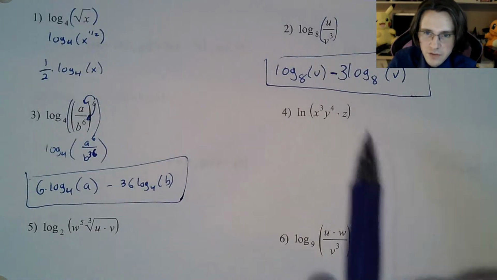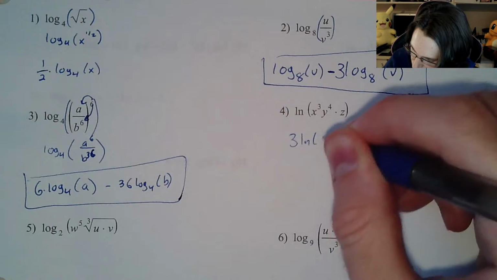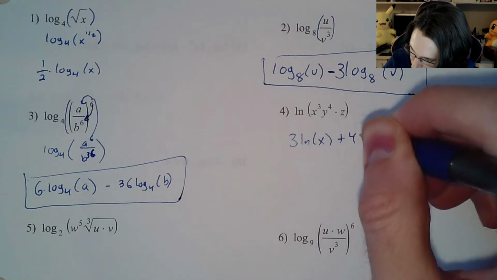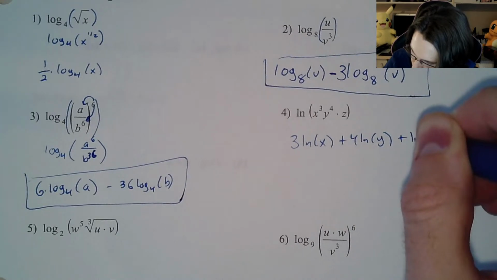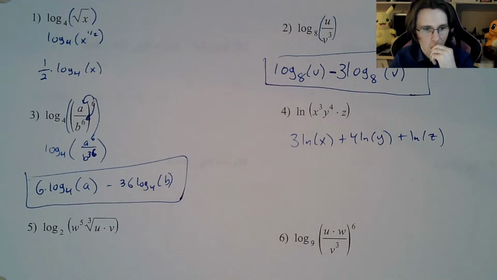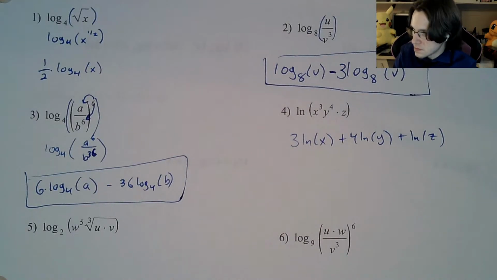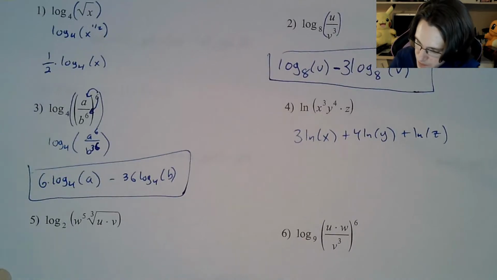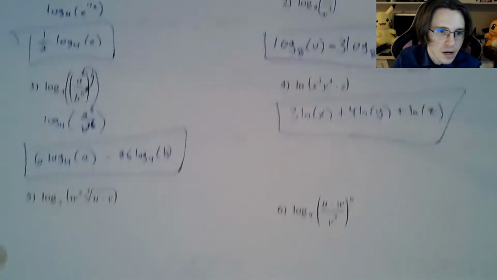Number 4 here. So we have 1, 2, 3 terms, so we're going to have 3 ln's. Let's go ahead and just go for it. 3 ln x plus 4 ln y plus ln z. That's it. All right. Continuing on here. Oh, I never boxed this answer. Never boxed this answer. All right, let's go.